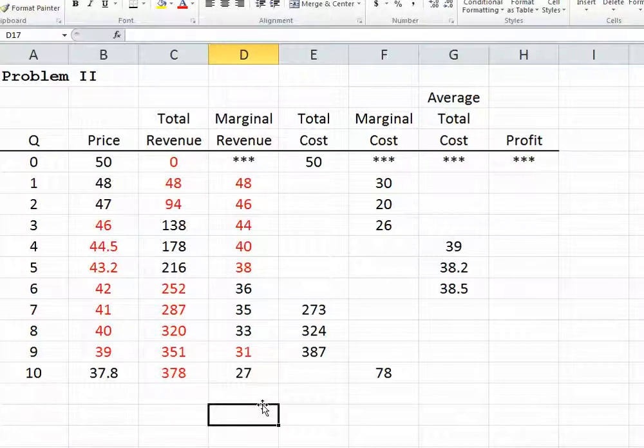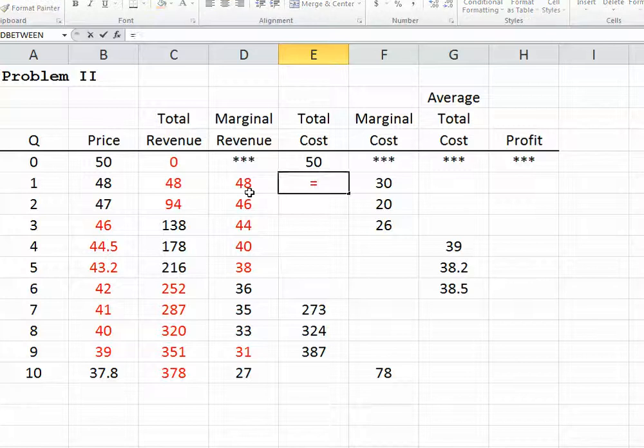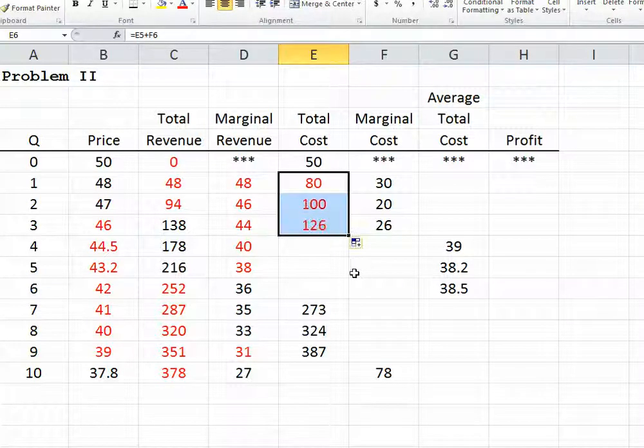So the process for finding the costs is very similar. We have total cost here. This is marginal cost, or the extra cost of making one more. So this number must just be the total cost from before plus the extra cost of making that unit. And that works for these right here.